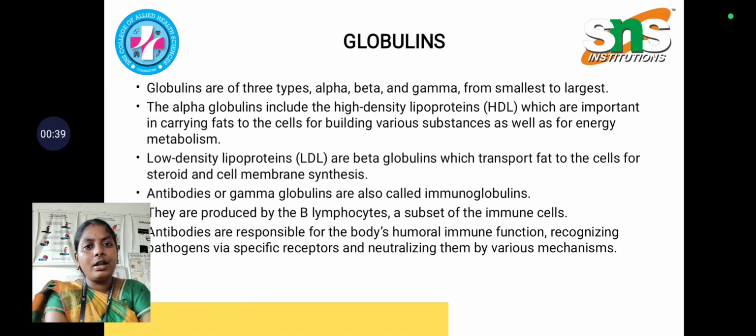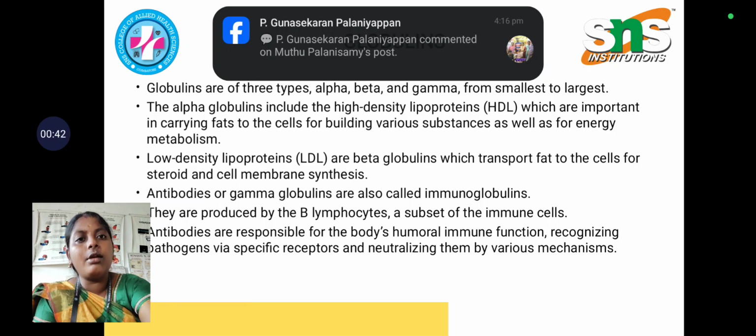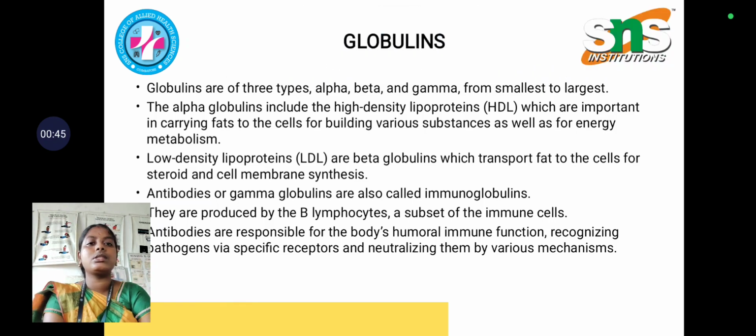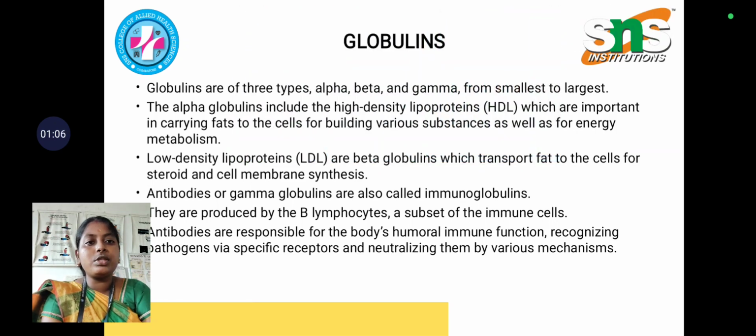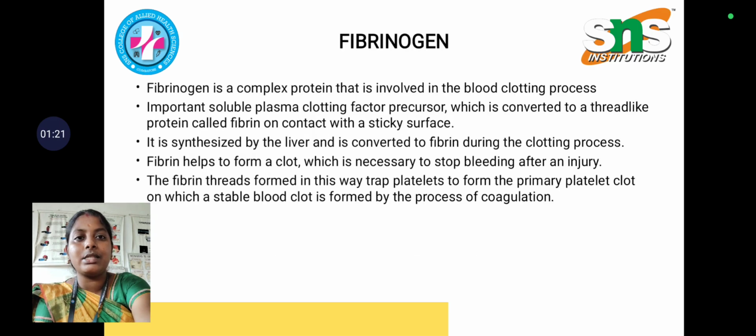And coming to the low density lipoproteins, which are called bad cholesterol, regarded as beta globulins, which transport fat to the cells for steroid or cell membrane synthesis. And the gamma globulins, also called antibodies or immunoglobulins, are mainly produced by the B lymphocytes, and this is responsible for the body's humoral immune mechanism. It recognizes various pathogens or foreign materials via specific antigen binding receptors and neutralizes them by various mechanisms.